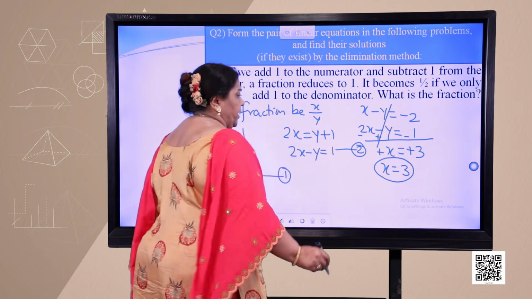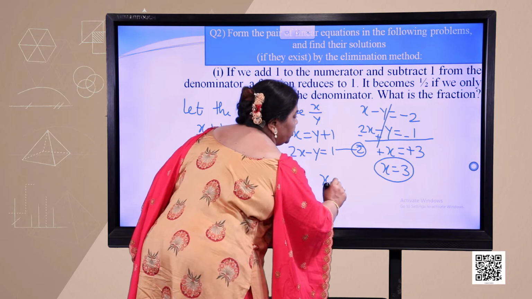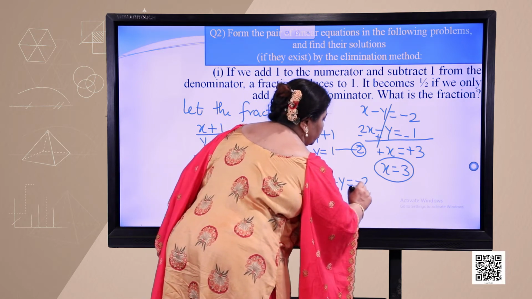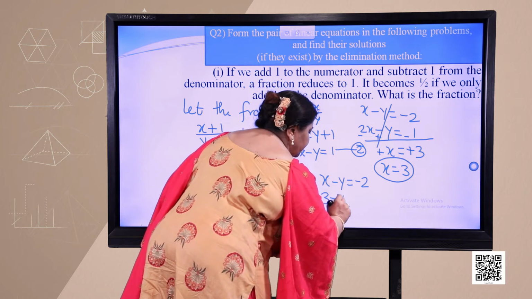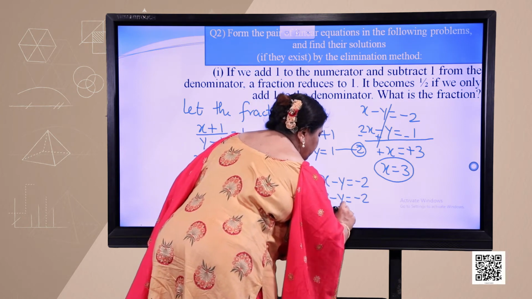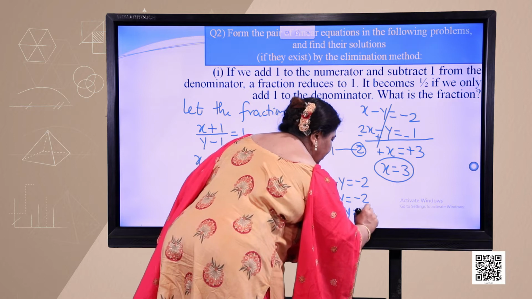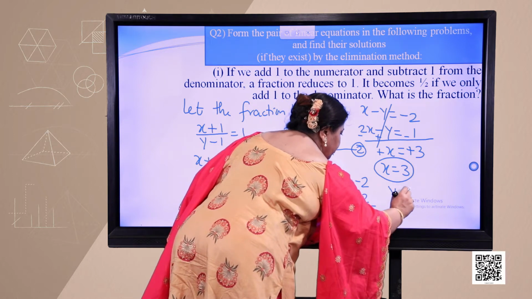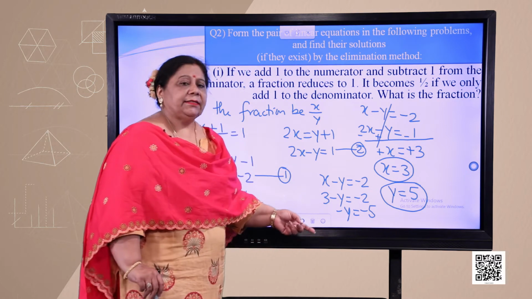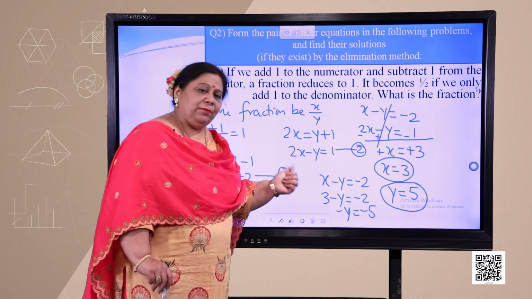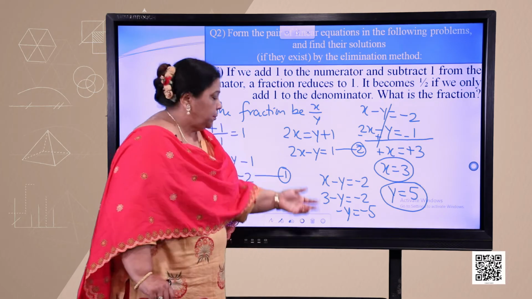After I get the value of x, now pick up any equation, x minus y is equal to minus 2. If I put the value of x as 3, minus y is equal to minus 2, minus y is equal to minus 5, or y is equal to 5. So, we have obtained the values of x and y with the help of elimination method. Let us see the next part.